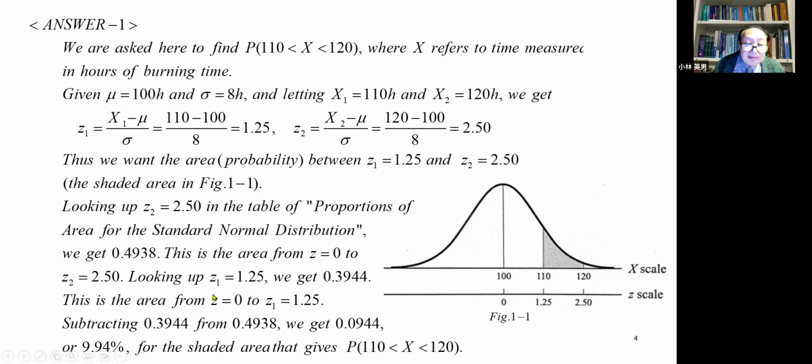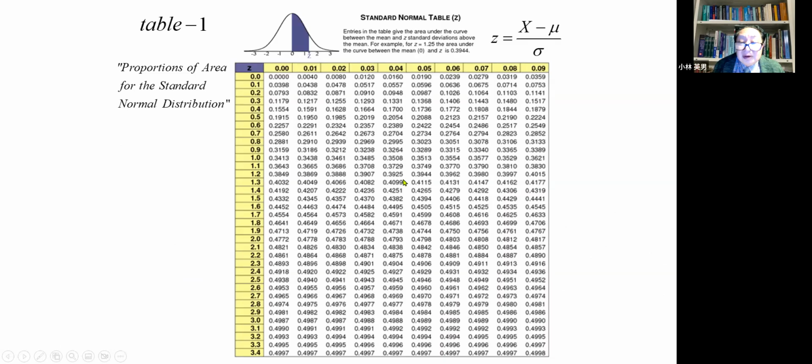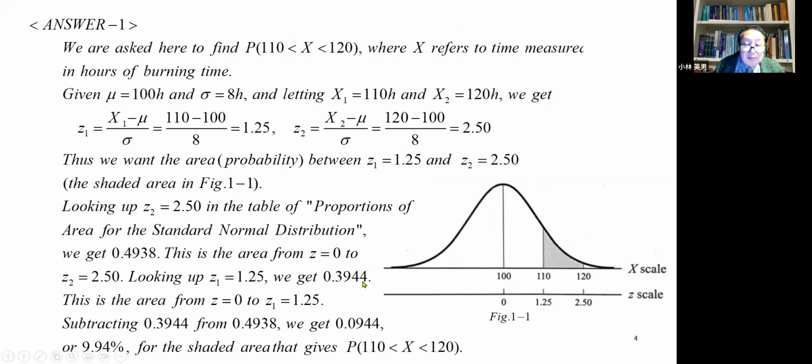Then looking up Z1, 1.25, we get 0.3944. Let's check it in the table. 1.25, 0.3944. It's a value from the table. This is the area from Z equals 0 to Z1 equals 1.25. So subtracting 0.3944 from 0.4938, we get 0.0994.